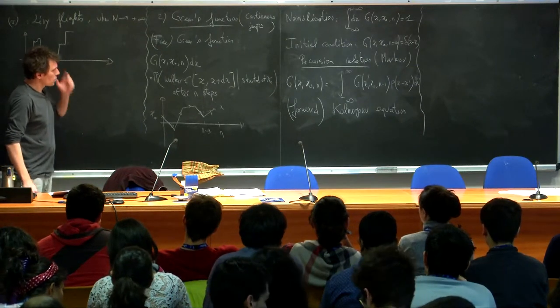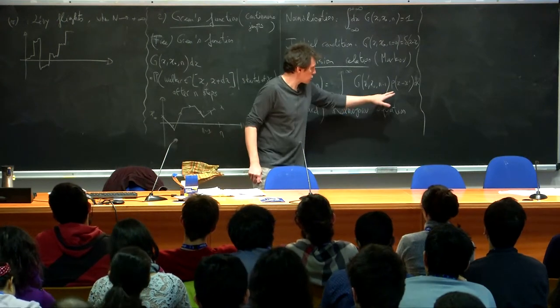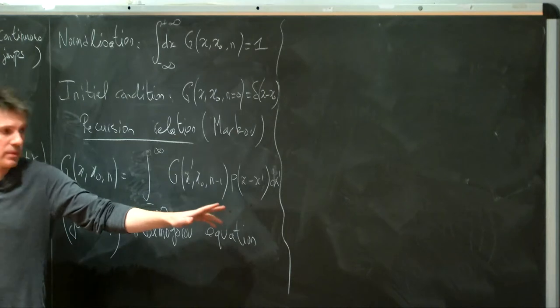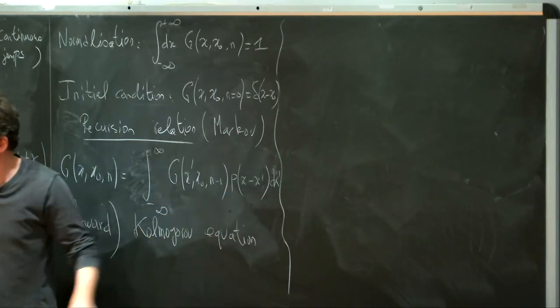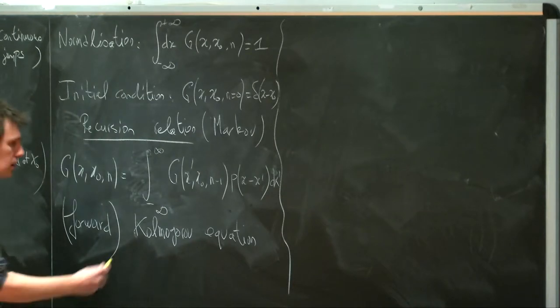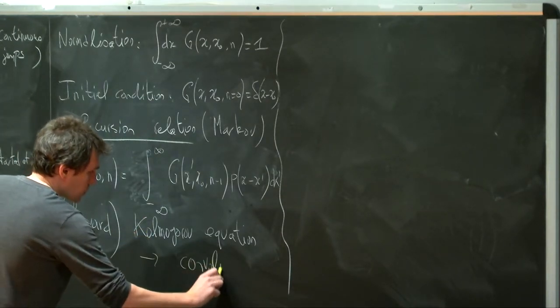Now, the second observation is that mathematically you see that it's a convolution. I can see it as a convolution, right? Because I have a function of x prime times a function of x minus x prime, and I just integrate over x prime. So I will exploit this structure to solve it exactly in a minute. So that's a convolution. It has a convolution structure.